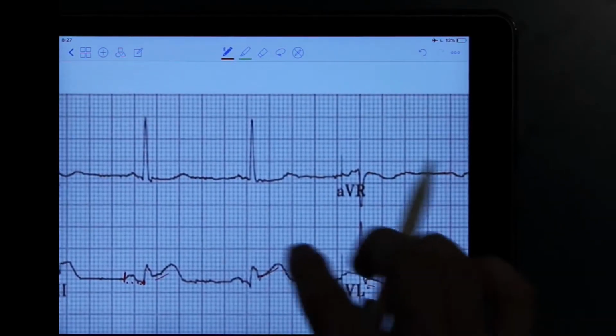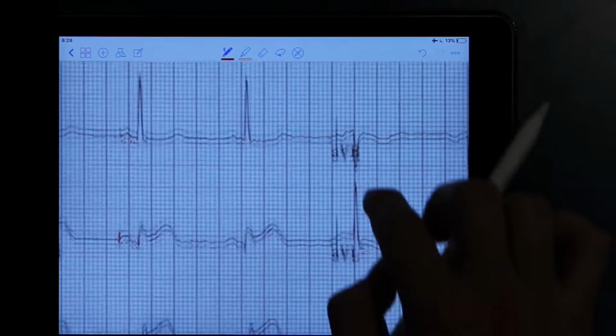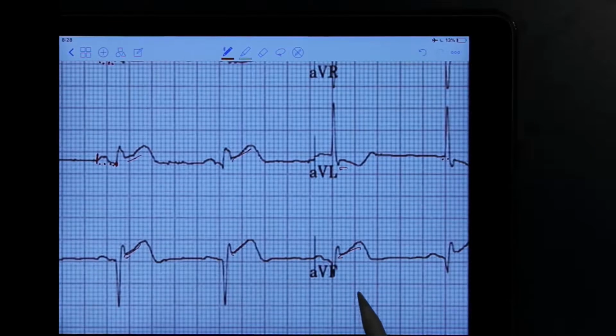We can see this in other leads as well. From here to here, it's about 1, 2, 3, 4. So this would be equal to 160 milliseconds.